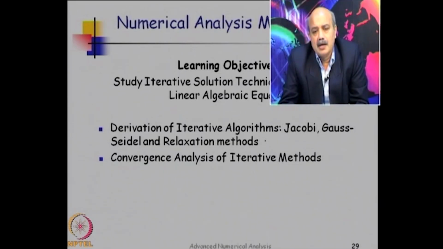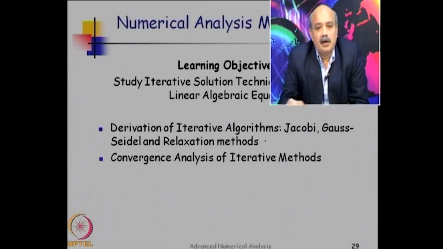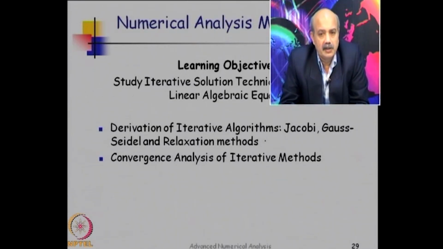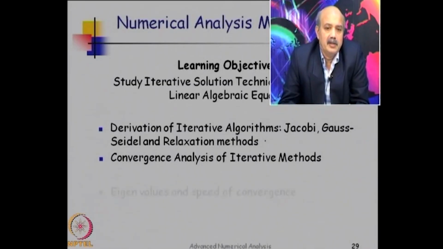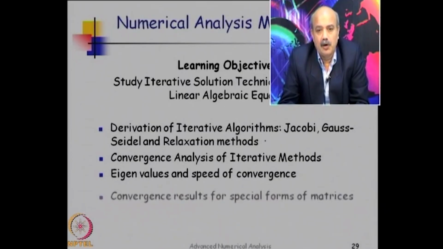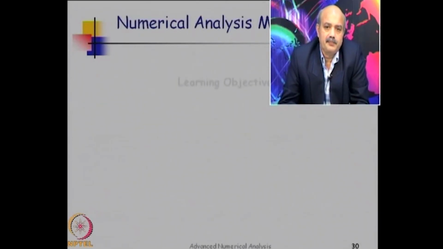The question is, if I start with a particular guess, what is the guarantee that the iterative scheme will converge to the solution of solving linear algebraic equations? That will be analyzed systematically using the concept of eigenvalues, and we will see the role of eigenvalues in the speed of convergence or the convergence itself, and then we will look at some special forms of matrices that enhance convergence.